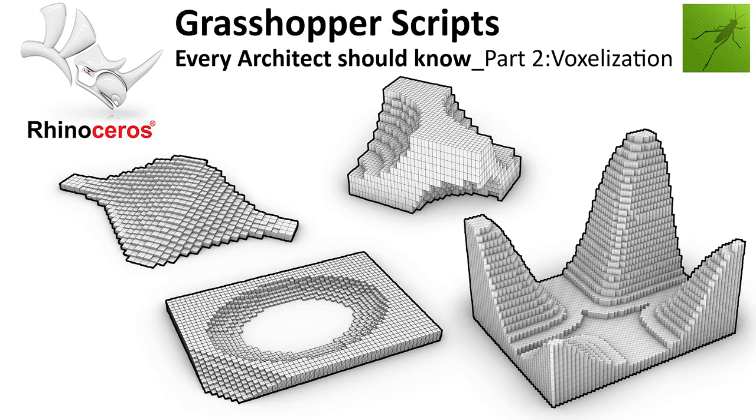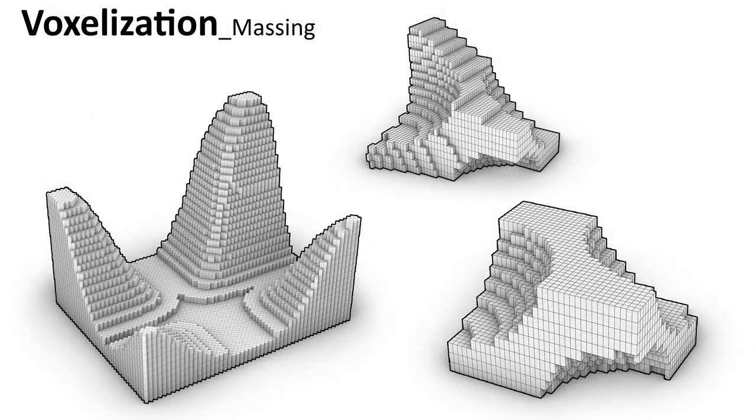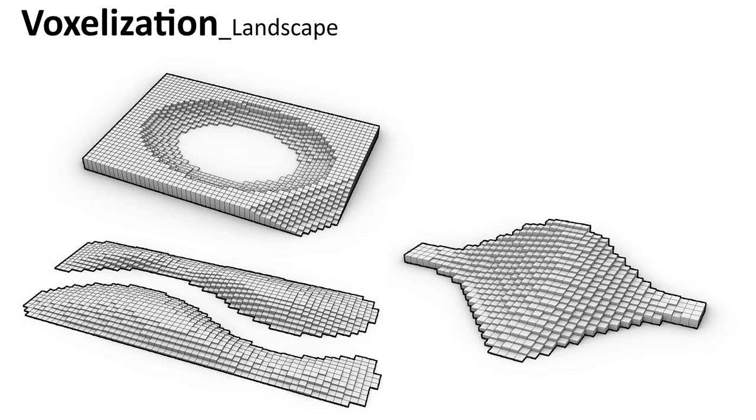Grasshopper Script Every Architect should know about. Part 2 is about voxelization. Voxelization can be used in massing to create this type of voxel or pixel structures, and it can also be used in landscape to create this type of steps.